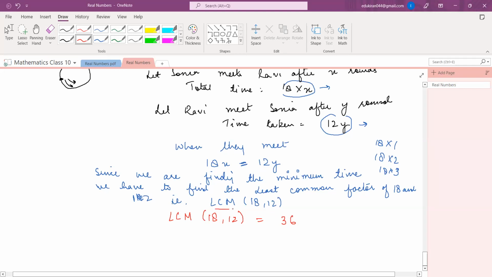See, we are finding the LCM, as I told you. x can be 18 into 1, 18 into 2, 18 into 3, like that. Similarly, y can also have different values, 1, 2, 3, 4, 5, like that. So we have to find that minimum value at which they will become equal. So the LCM will give you that minimum, the least factor. Okay. Okay, now let's come to the next exercise. So this exercise is over.